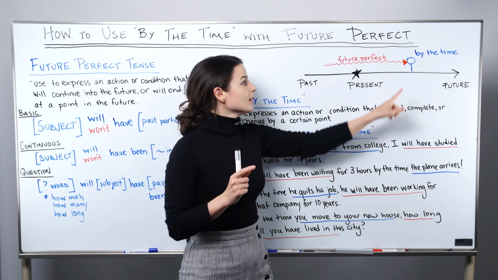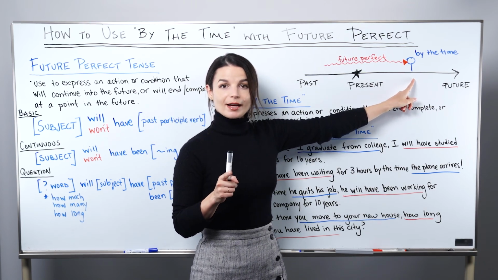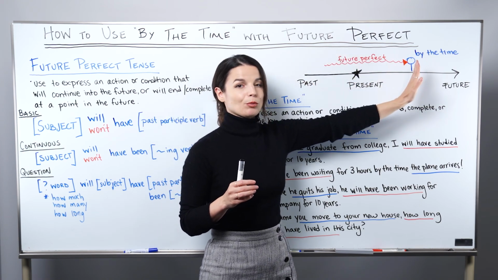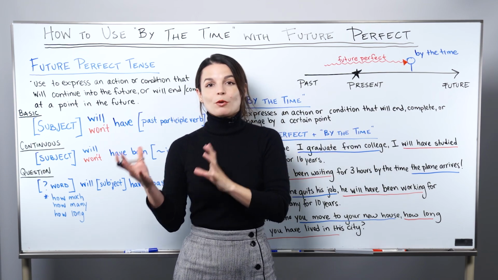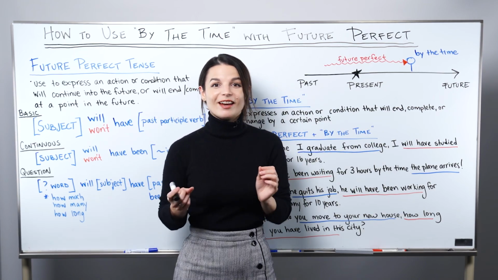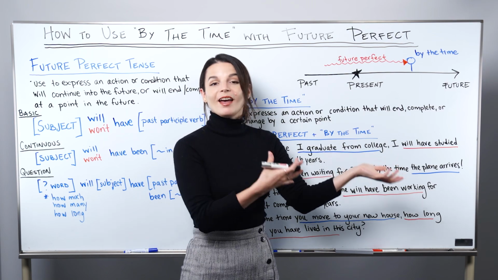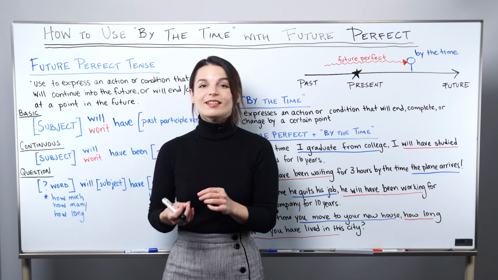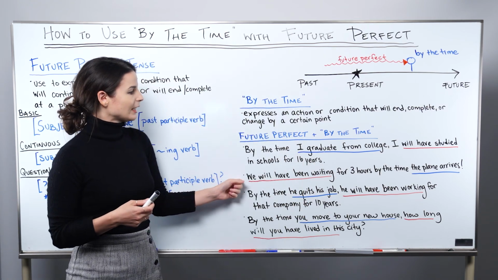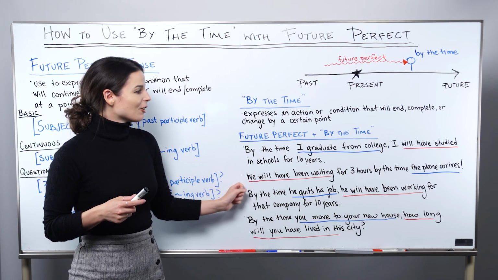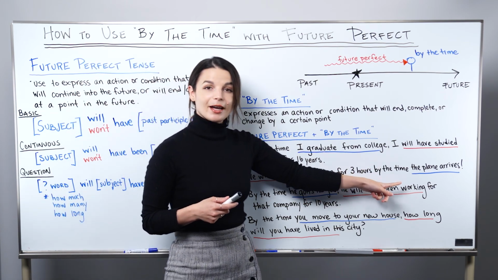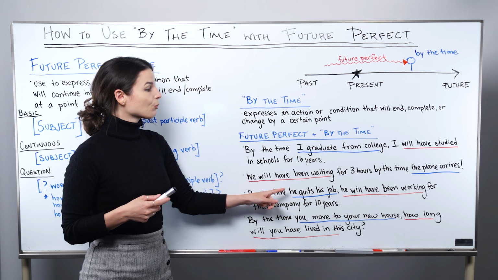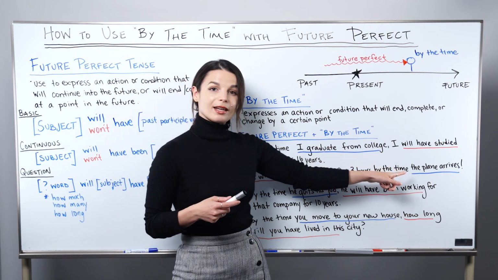They want to mention this point in time, this future point in time, and the total time studied from the beginning until this future point in time. This is what we can do with by the time and future perfect tense together. We can talk about future points in time and their relationship to our past continuing experiences. Okay, so let's look at another example of this. Here, we will have been waiting for 3 hours by the time the plane arrives.